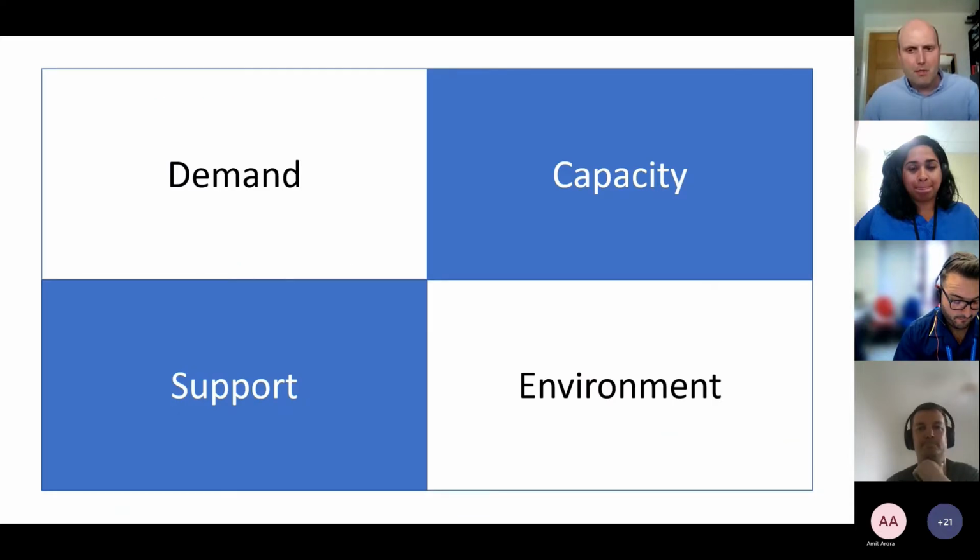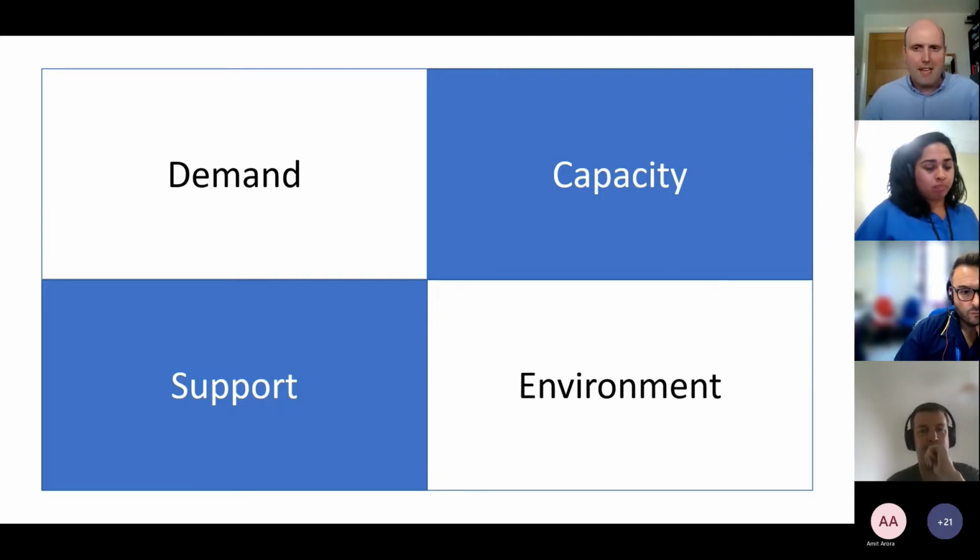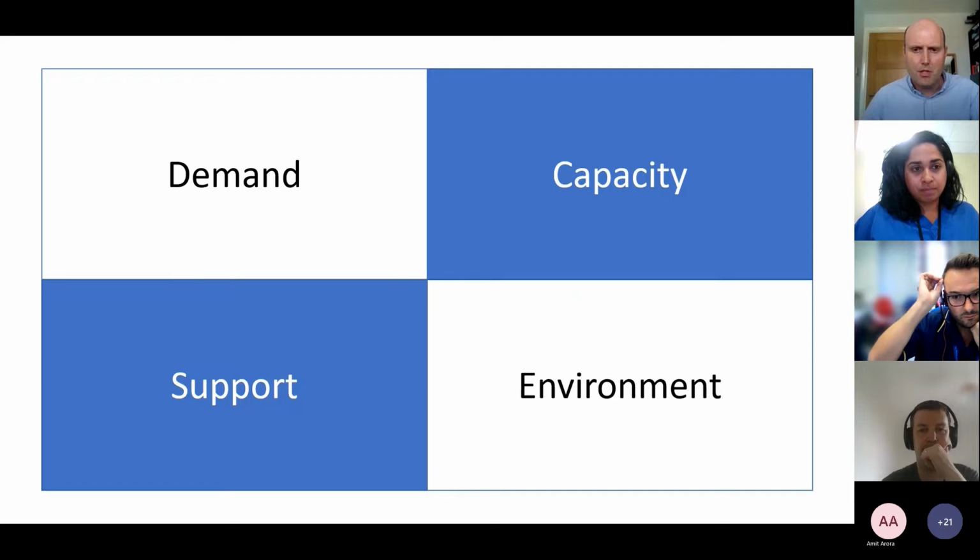We're looking at 4 different themes today. So we're looking at the demands, i.e. the work that our workforce goes through and what work they have to do. The capacity of our workforce, so how many workforce we have, the rotas and the shifts that they work, how we support our workforce, and the environment that our workforce works in.